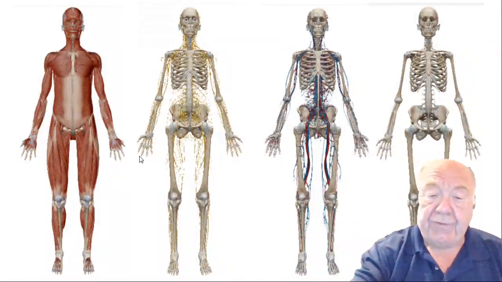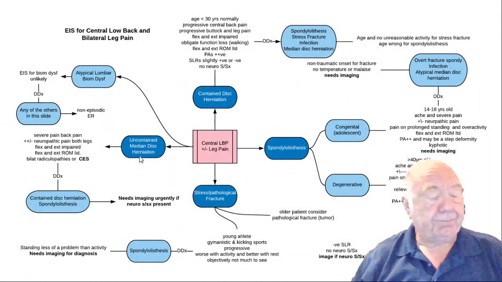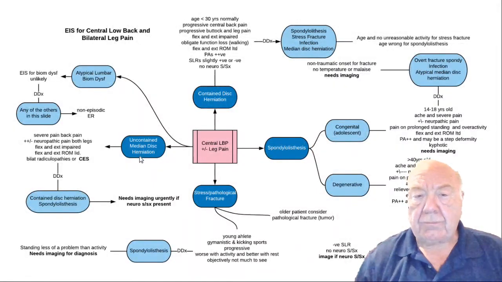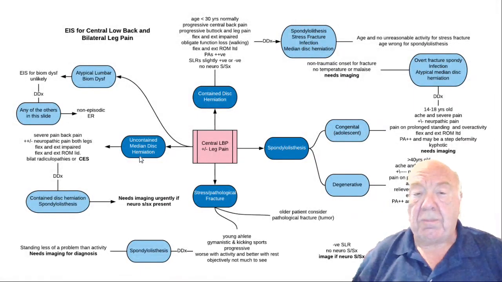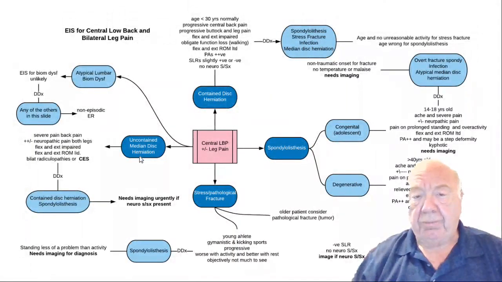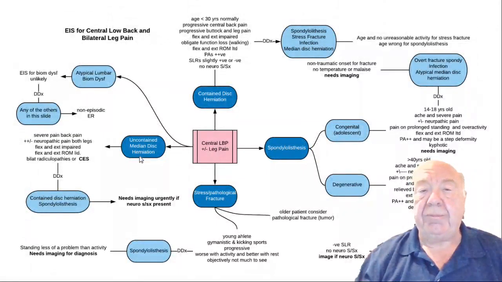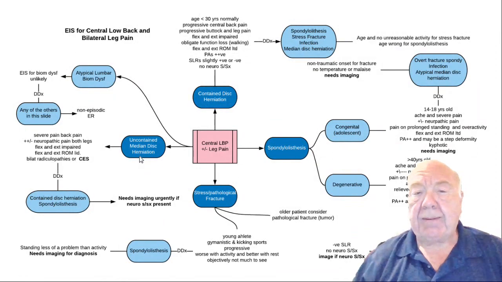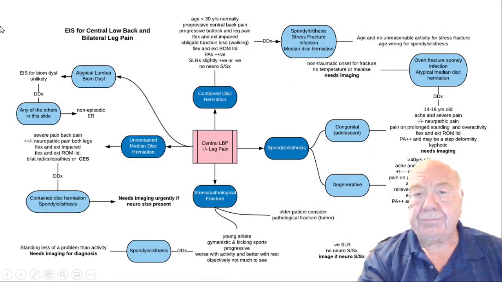So the first slide that I want to look at is basically central low back pain plus or minus leg pain, the little purplish square in the middle. And what we've got here is a number of possible diagnoses. I don't know if you can see the cursor or not.